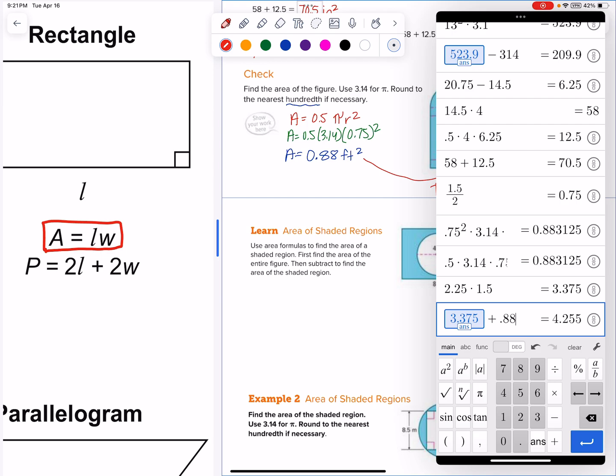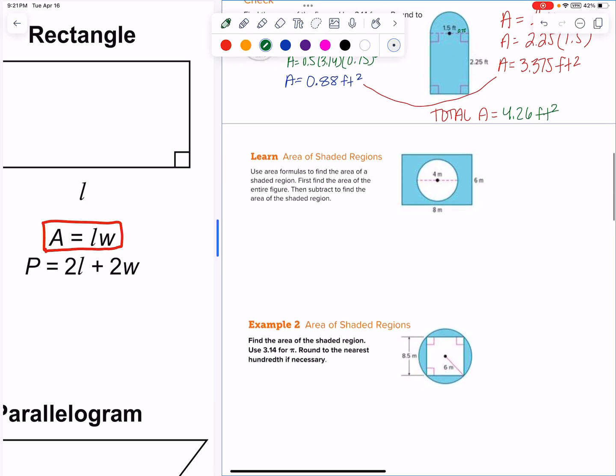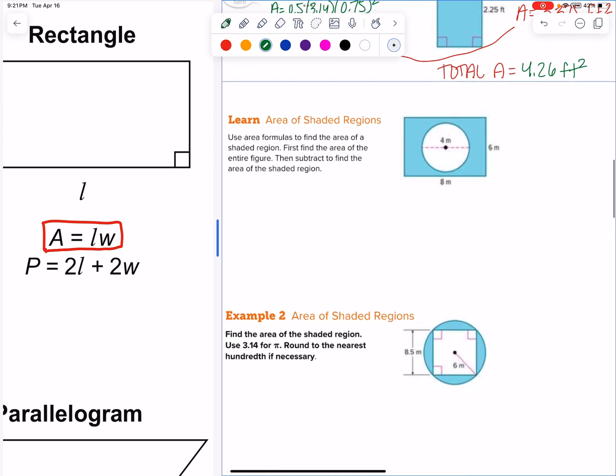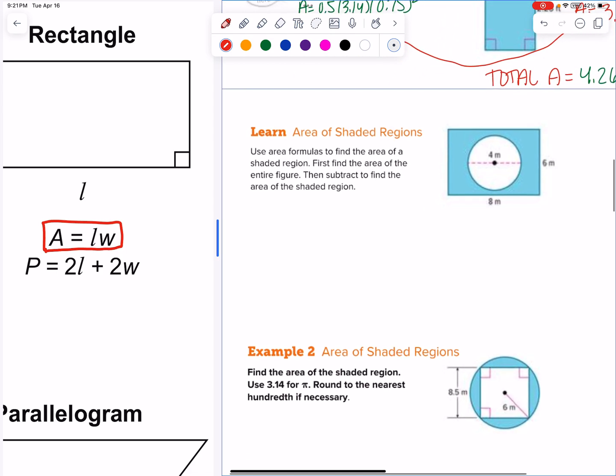Okay, rounded is 4.26. So our area equals 4.26 feet squared. Okay, all right, so there you go. A little bit of a process. Like I said, it's not the most enjoyable thing, but it's definitely something that will push your logical thinking and problem solving.